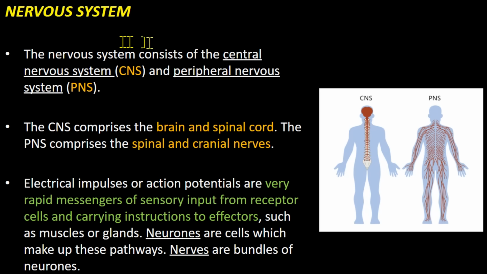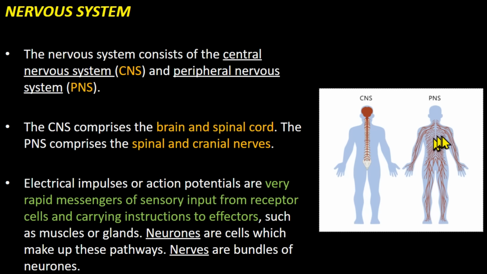The nervous system consists of the central nervous system, or CNS, and this includes the brain and the spinal cord, and the peripheral nervous system, or the PNS, and this includes the spinal and cranial nerves. So electrical impulses or action potentials are very rapid messengers of sensory input from receptor cells and carrying instructions to effectors, such as muscles or glands. So neurons are cells which make up these pathways, and nerves are bundles of these neurons.